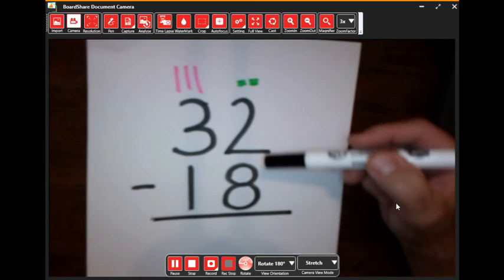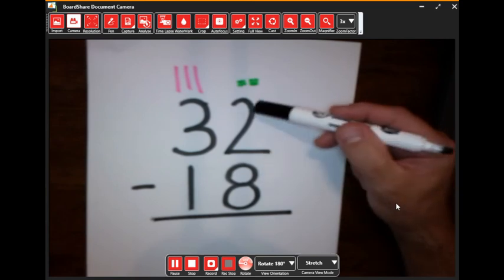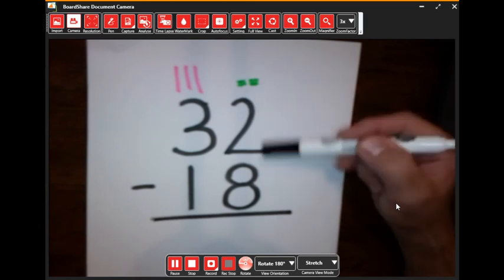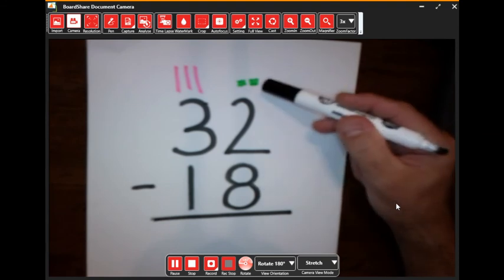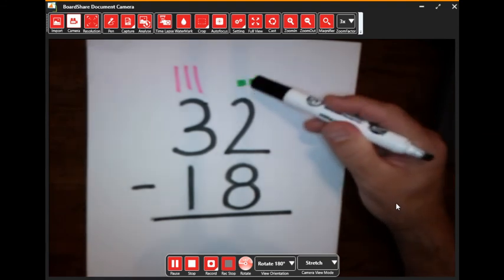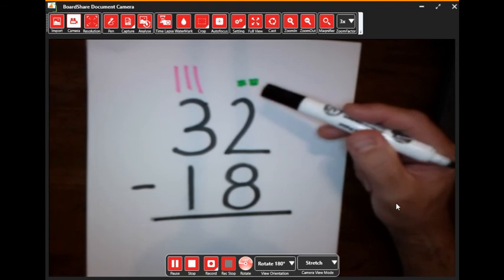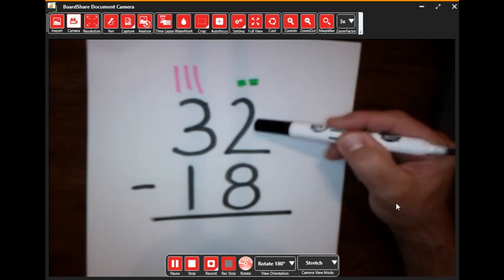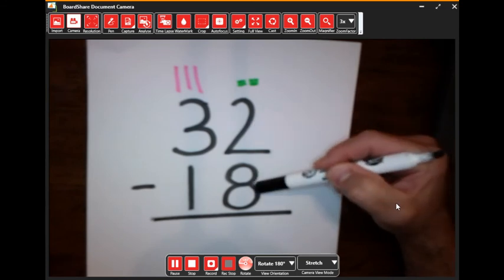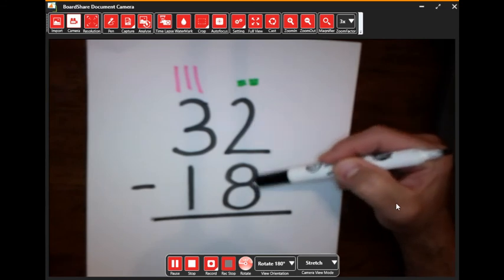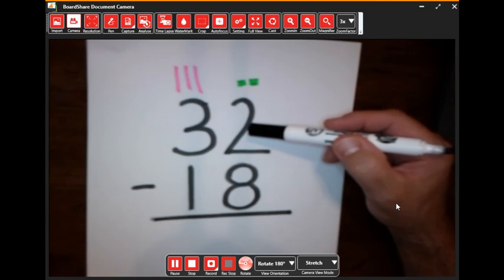Next thing, and the most important thing, is our top number. We have 2. There is no way you can take 8 from 2 because you don't have at least 8 here. You only have 2. The rule in subtraction is if the top number is smaller than the bottom number, you have to make this top number bigger. And to do that, that's where borrowing comes into play.